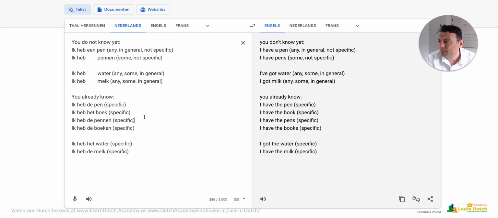Ik heb water. It could be any water, some water, water in general. It's not specific. Or ik heb melk. If you already know, I told you before, ik heb de pen. Remember? I told you. It's a specific one. Ik heb het boek. Again, it's a specific one. We both know which book I'm talking about. Ik heb de pennen.